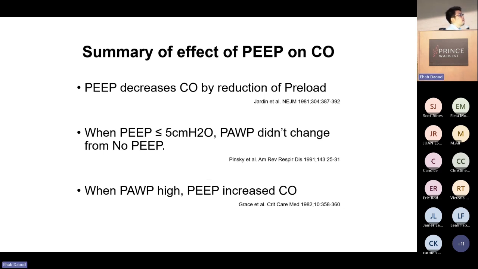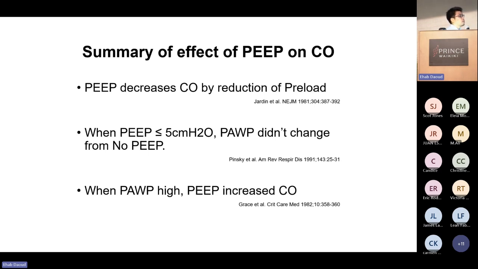The summary of the effect of PEEP on cardiac output, with the focus on the LV: PEEP actually decreases the cardiac output by reduction of the preload in normal people. But when PEEP is less than 5 or so, wedge pressure didn't change from no PEEP. And this is the reason why you could choose a PEEP of 5 in normal people. It shouldn't affect the cardiac output even with a normal heart.